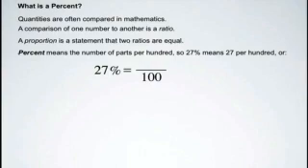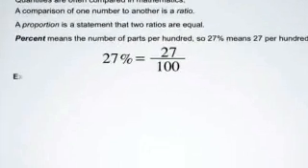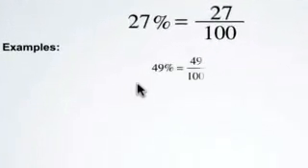Percent means the number of parts per 100. So it is always a ratio involving 100. So 27% means 27 per 100. So as soon as I see the percent sign, I know it's out of 100, and whatever percent I have represents the parts per 100. So 27% is 27 per 100, or 27 compared to 100. So looking at some examples, 49% is the same as 49 out of 100, or 49 per 100.